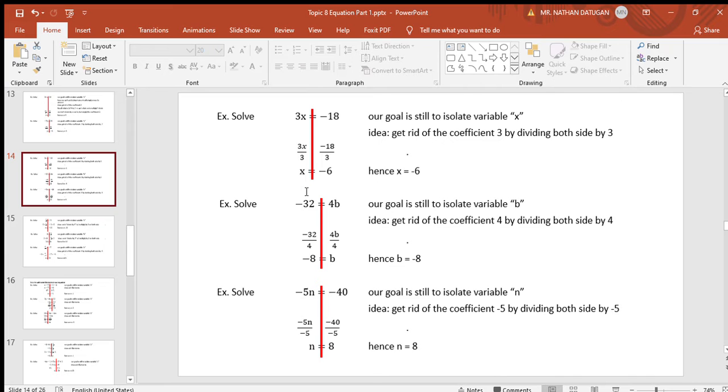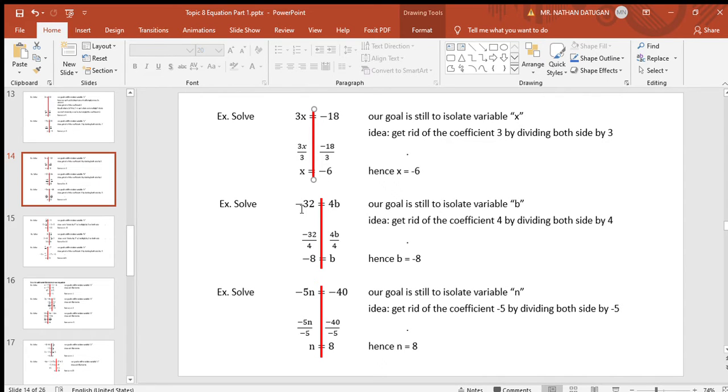Here are some more examples. 3x is equal to negative 18. Again, this time we want to get rid of 3. So we divide both sides by 3, and you're left with x. And negative 18 divided by 3 is negative 6.